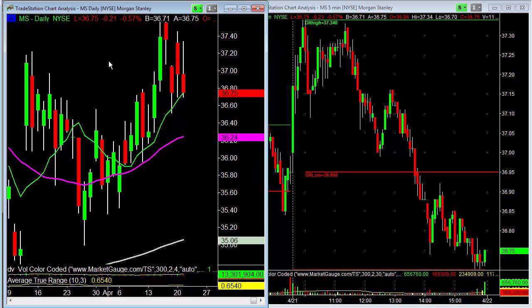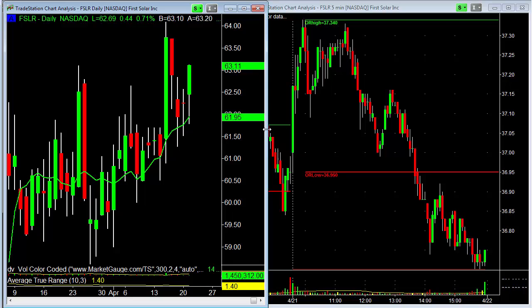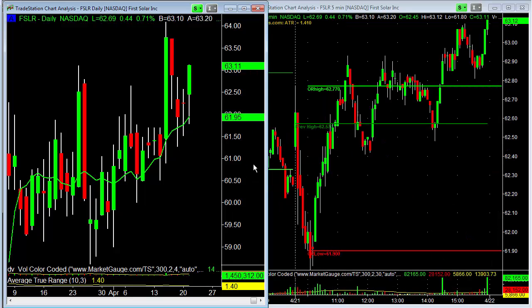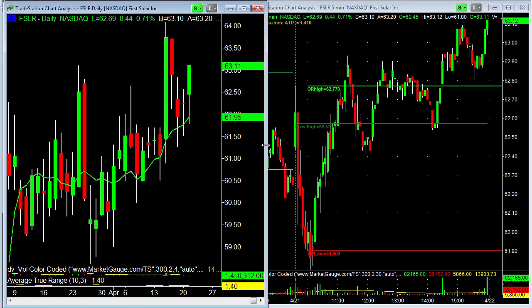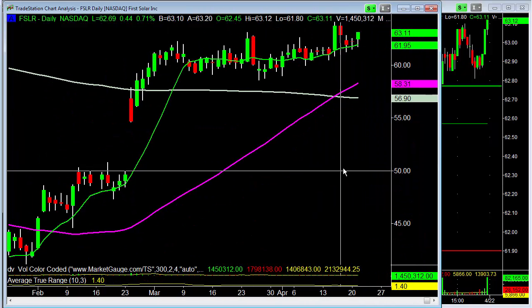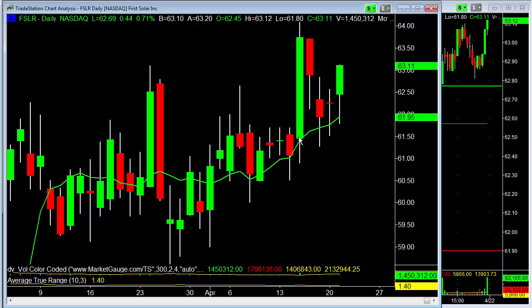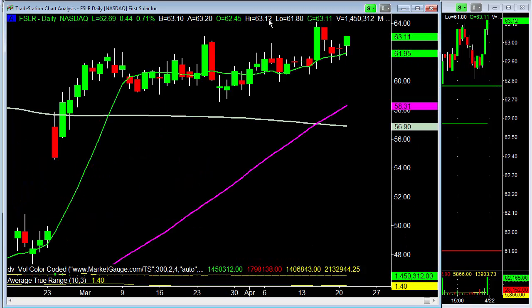So today, First Solar. All right, so First Solar, and in fact, if you are in some of our other services, you've probably seen a video that I talked about First Solar when it broke out of this consolidation here. And my take on it there was, let it pull back. Let's see if we can get some good opening range reversal trades. And so today was exactly that.